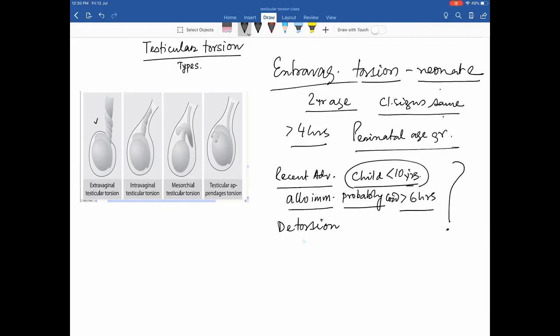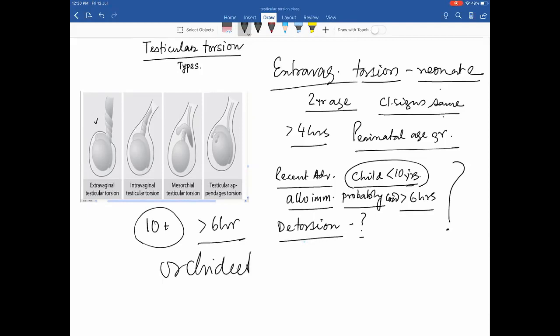So please remember that you may think about a detorsion, but definitely between 10 years plus, if it is greater than 6 hours, I will always go for an orchidectomy to preserve the opposite testis. So this finishes your testicular torsion. Testicular torsion is a very common short note that is given in examinations. In some cases they have given it as a part of a long question and as a part of a scrotal swelling. With this, thank you very much. We have completed the topic of testicular torsion.